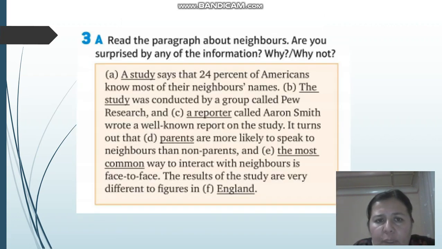In exercise 3, read the paragraph about the neighbors. Are you surprised by any of the information, and why or why not? A study says that 20% of Americans know most of their neighbors' names. The study was conducted by a group called Pew Research, and a reporter called Alan Smith wrote a well-known report of the study. It turns out that parents are more likely to speak to neighbors than non-parents, and the most common way to interact with neighbors is face-to-face. The results of the study are very different to figures in England.